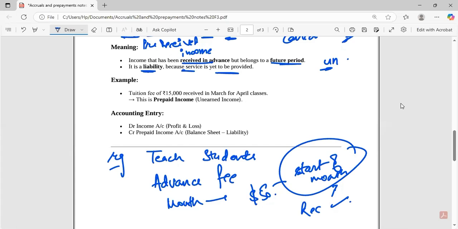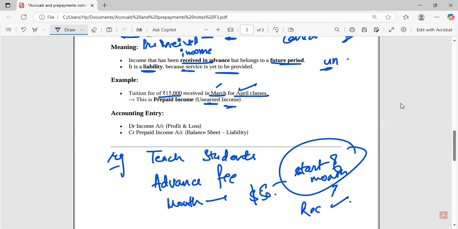For example, tuition fee of $15,000 received in March for April classes. I had to provide classes for the month of April, but I received this income in the month of March. So this is my unearned income. I have not yet earned this income. When will I earn this income? I will earn it when I teach the students.